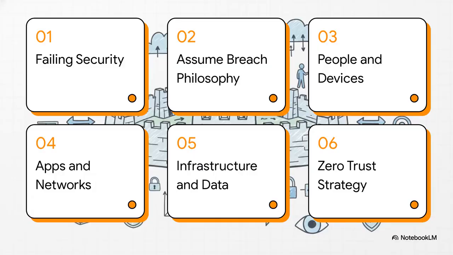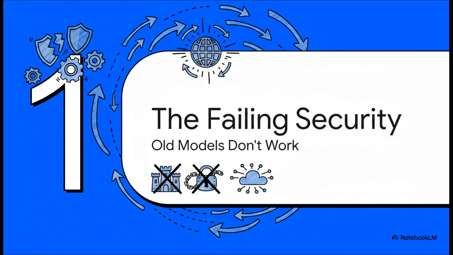Here's the plan. First, we'll talk about why the old security playbook just doesn't work anymore. Then, we'll dive deep into the assume breach philosophy, the core of zero trust. We'll walk through how it creates a defense, layer by layer, starting with people and all the way down to the data itself. And finally, we'll look at how you can actually make this strategy a reality. So let's start with the big question. Why do we even need something new?